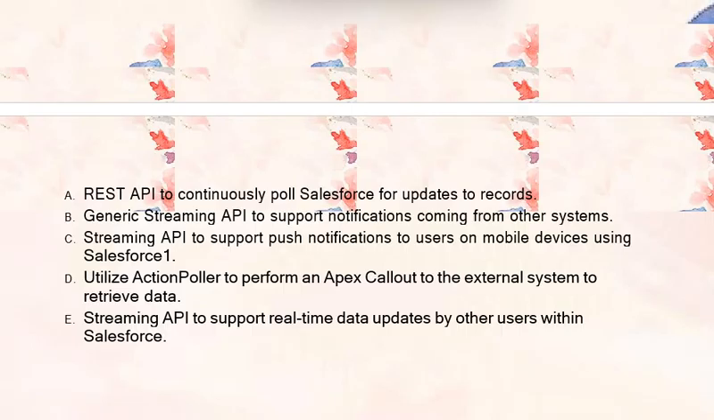Option C: Streaming API to support push notifications to users on mobile devices using Salesforce One. Option D: Utilize Action Poller to perform an Apex callout to the external system to retrieve data. Option E: Streaming API to support real-time data updates by other users within Salesforce. Correct answer is option C, D, and option E.